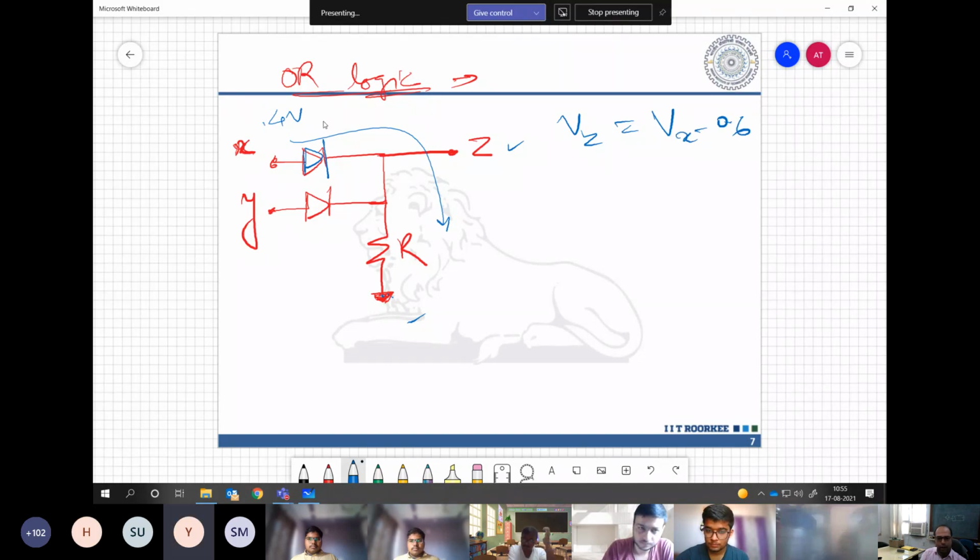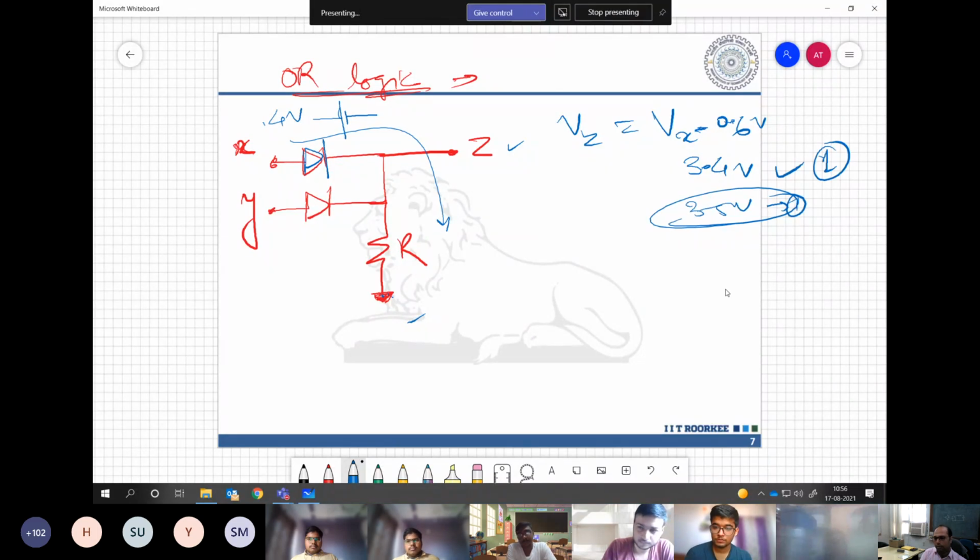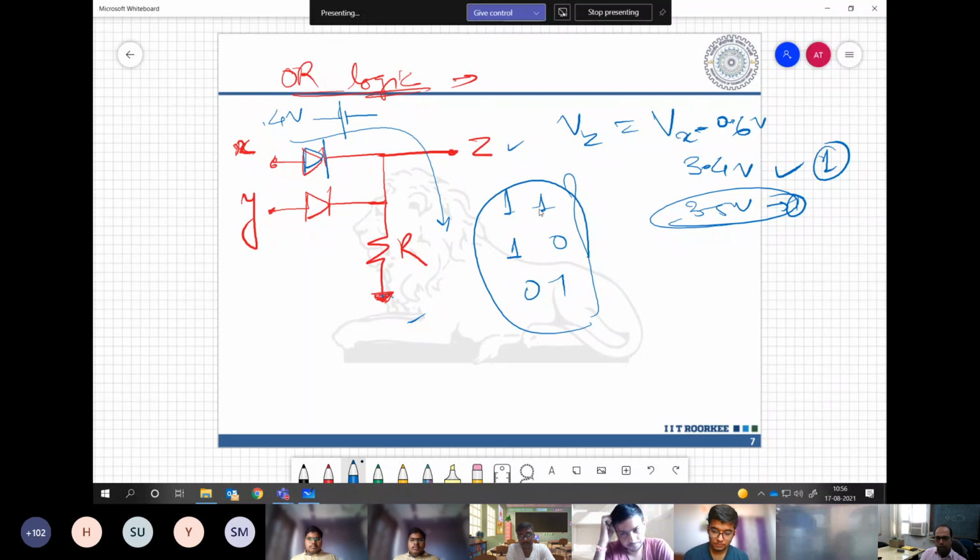It will be Vx minus 0.6. Polarity you have to consider opposite to the current, so now it will be subtracted. So this will come around 3.4. Still, because 3 to 5 volt is 1, this logic still stands for 1. You can try the combinations like 1, 0, 0, 1 or 1, 1. For all these cases, Vz value will turn out to be 3.4.